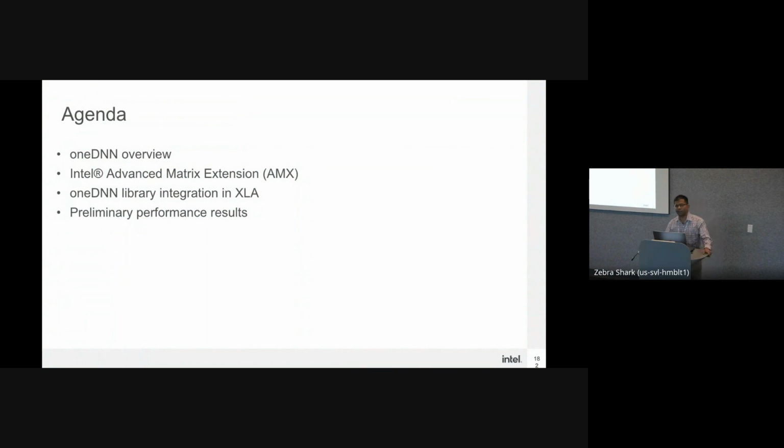So here's the agenda. I will briefly talk about what oneDNN is, and then I will describe a new feature that is available in our fourth generation Scalable Xeon processors: Advanced Matrix Extensions, or what we call AMX. And then I will talk about how we have been integrating the oneDNN library in XLA, and I will show some preliminary performance results.